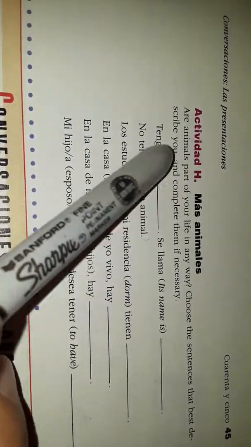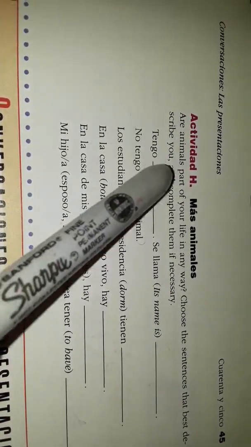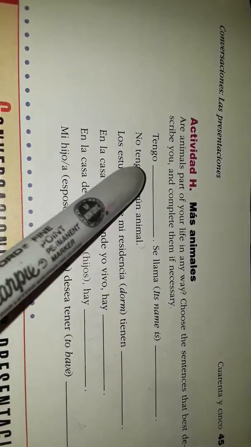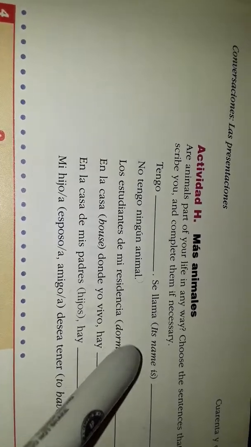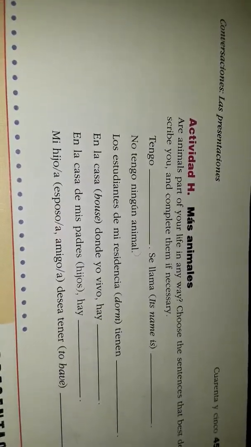Tengo, if you remember, tengo means I have. So that means yo tengo. I have what? You have a dog? Do you have a cat? Un pájaro? Un pez? Which one do you have? Se llama, its name is, what's his name? No tengo ningún animal. That means I don't have any animal.